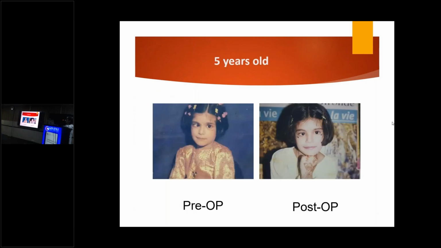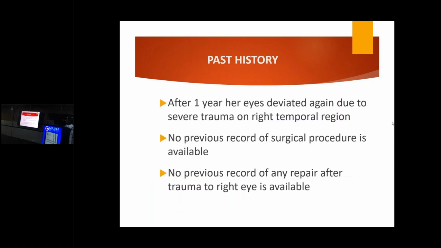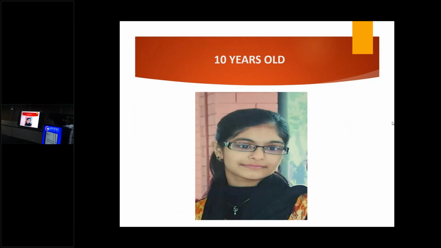These are the pictures of that patient preoperatively and postoperatively when the squint surgery was done. After 1 year, her eyes deviated again as the patient had a severe blunt trauma on the right temporal region. There is no previous record of the surgical procedure that was done, and no record of any repair after trauma to the right eye. This is the picture of the patient when she was 10 years old.